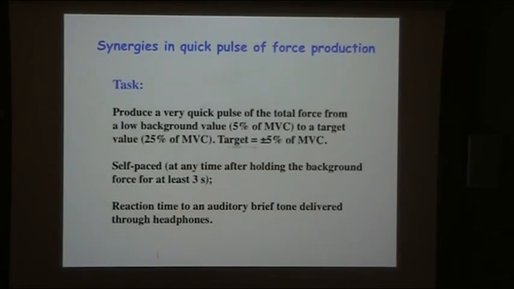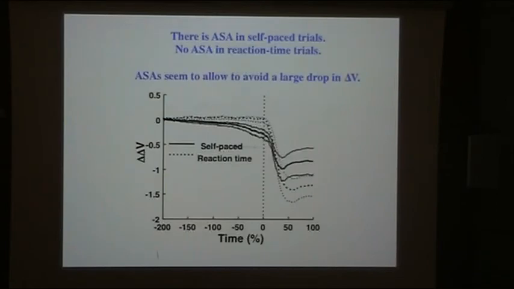But they vary the involvement of fingers from trial to trial, so good variability is not 0. And bad variability is pretty close to 0. So the index of synergy is very, very large. The question is what happens when they prepare to produce the pulse of force.